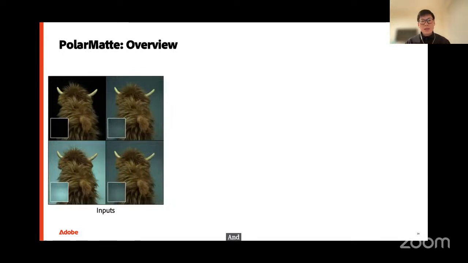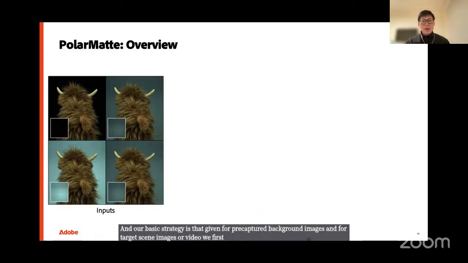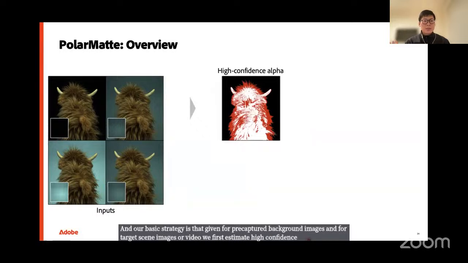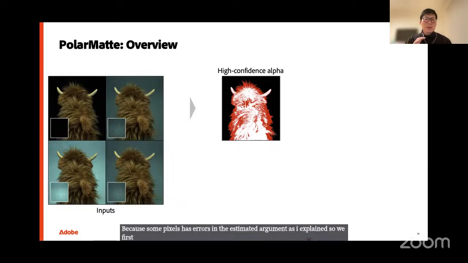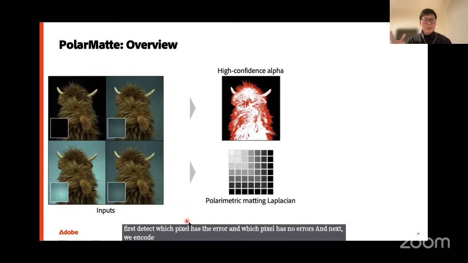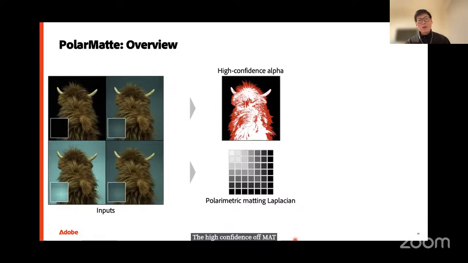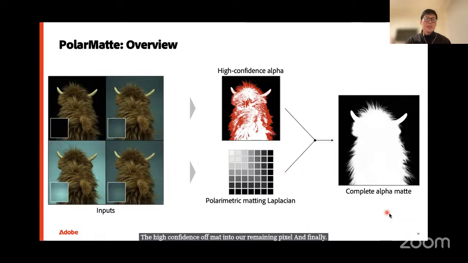And our basic strategy is that, given 4 pre-captured background images and 4 target scene images or video, we first estimate a high confidence alpha matte, because some pixels have errors in the estimated alpha matte, as I explained. So we first detect which pixels have errors and which pixels have no errors. And next, we encode these polarization images into spatial context, which we call the parametric matting Laplacian. And we're going to use this parametric matting Laplacian to propagate the high confidence alpha matte into our remaining pixels. And finally, we get the complete alpha matte.